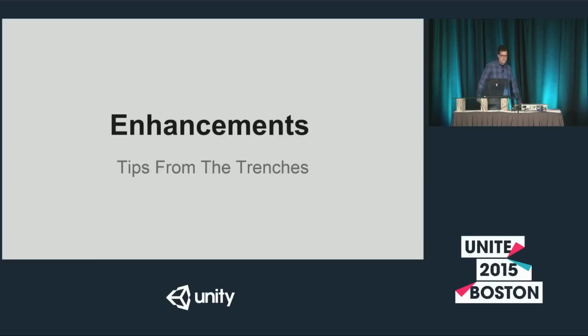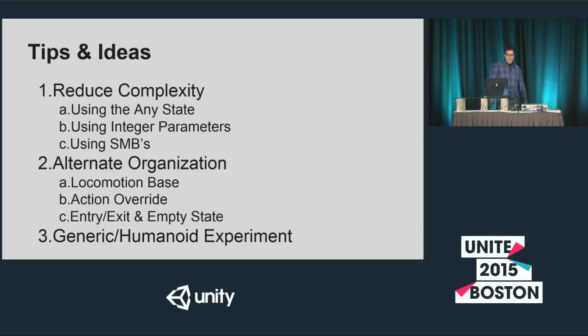On to the enhancements. So I've got a couple things I'm going to show you. First, I'm going to show you some ideas that I've had, some ways I've been able to reduce complexity since I first wrote out everything. Then I'll show you an alternate organization that you might find helpful for keeping track of everything. And then I'm going to show you an experiment that I did, or the results of an experiment that I did, where I thought that I could get the generic and humanoid animations to work on the same character. And I will let you know how that turned out in a moment.